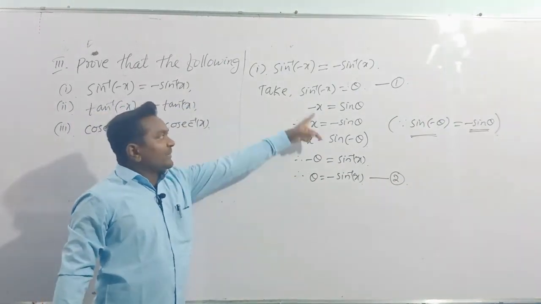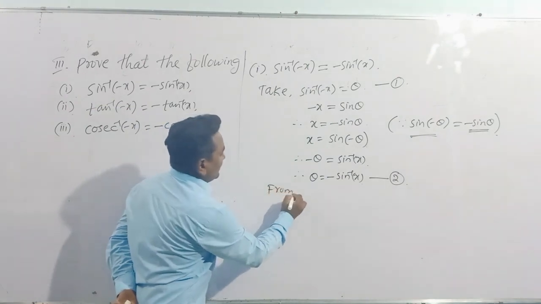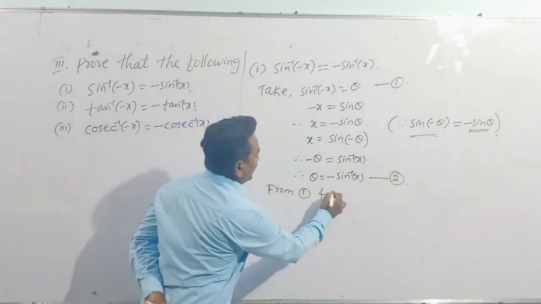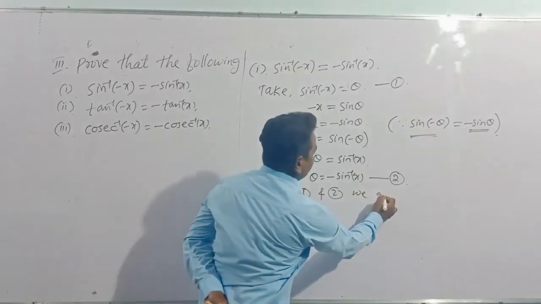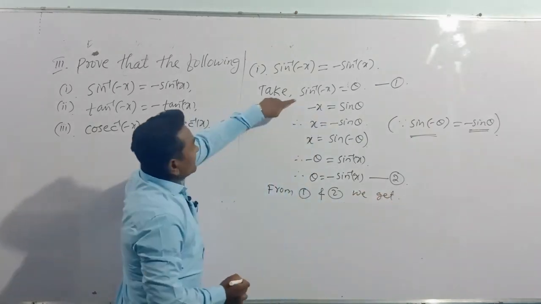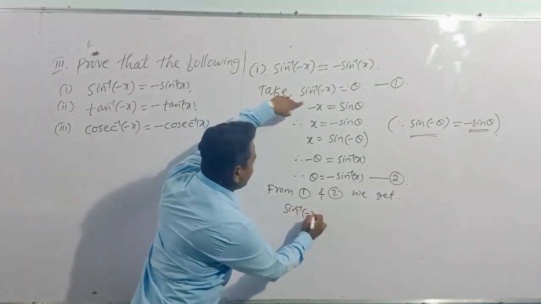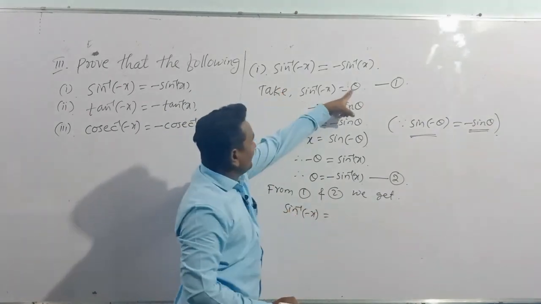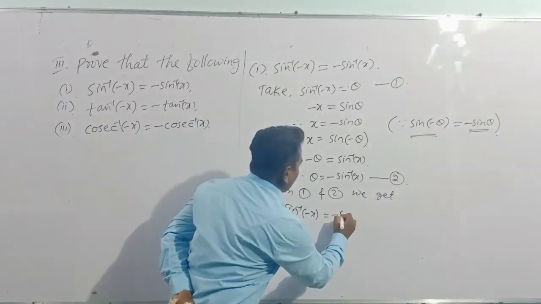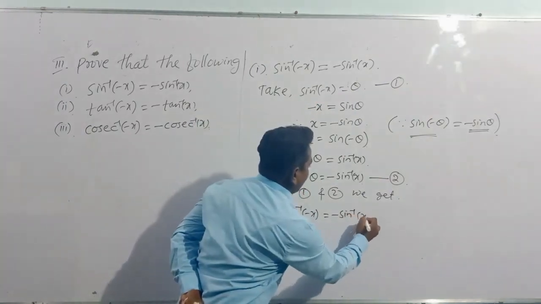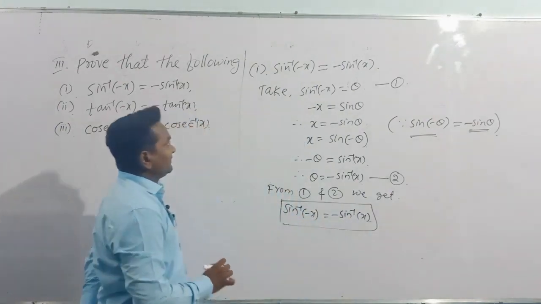See equation number 1 and 2. From 1 and 2 we get sin inverse of minus x equals, in place of theta put its value, minus sin inverse x. Minus sin inverse x. This is the proof of this property.